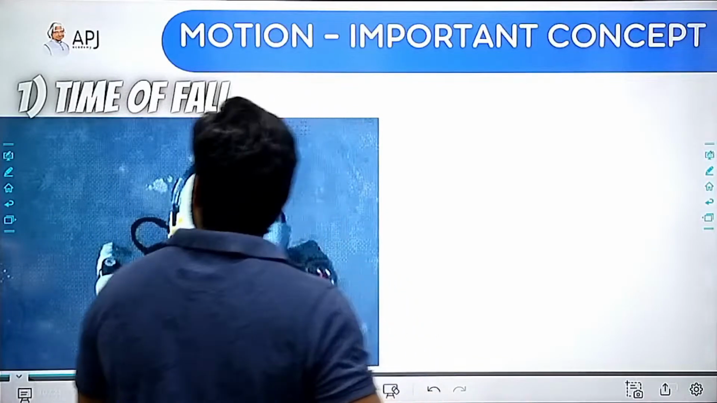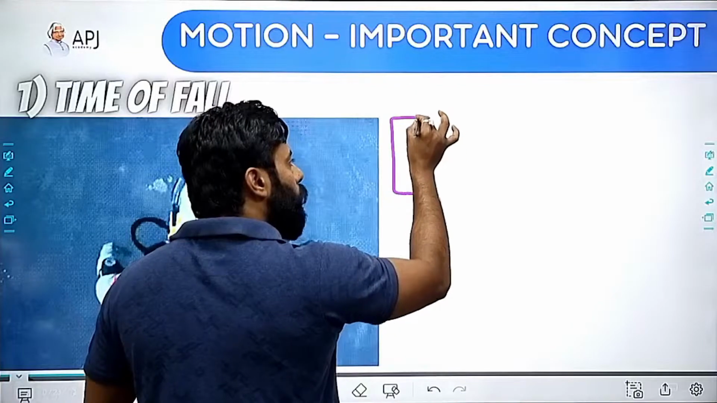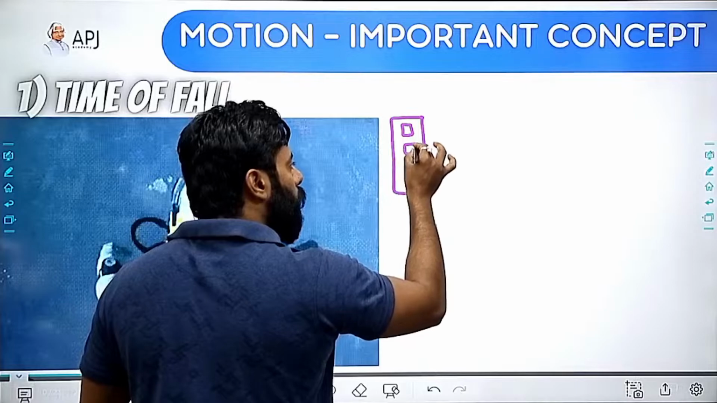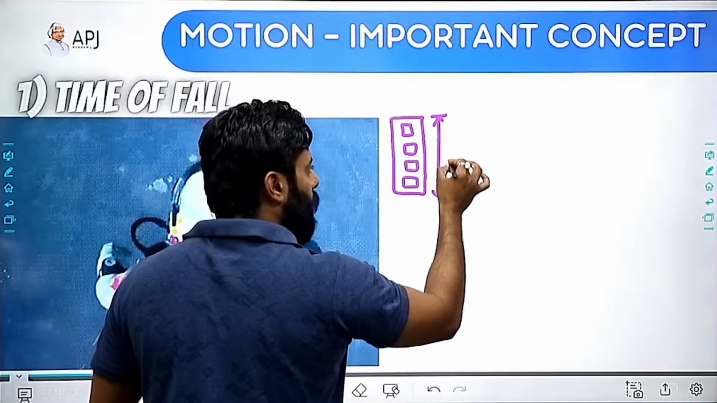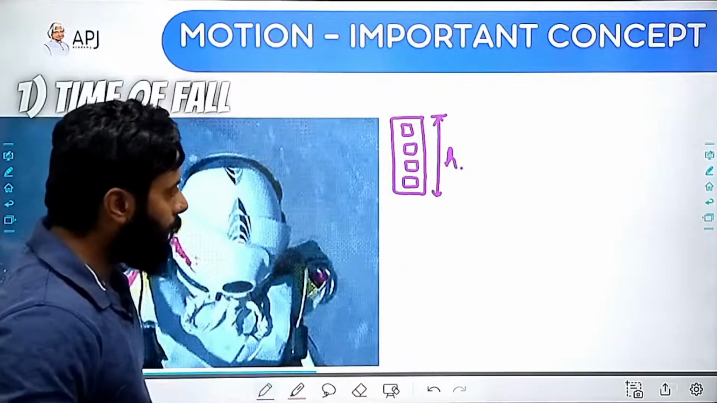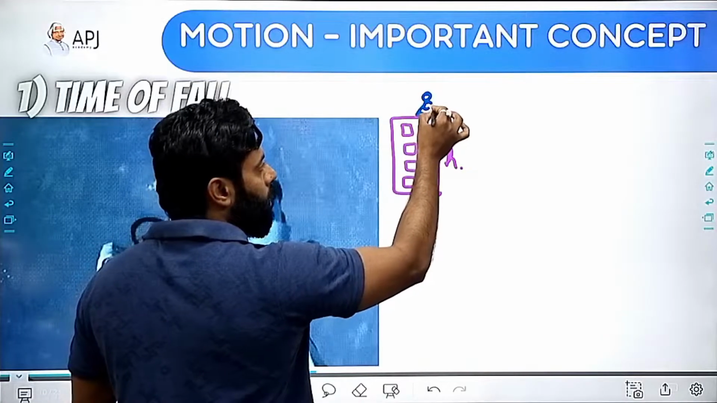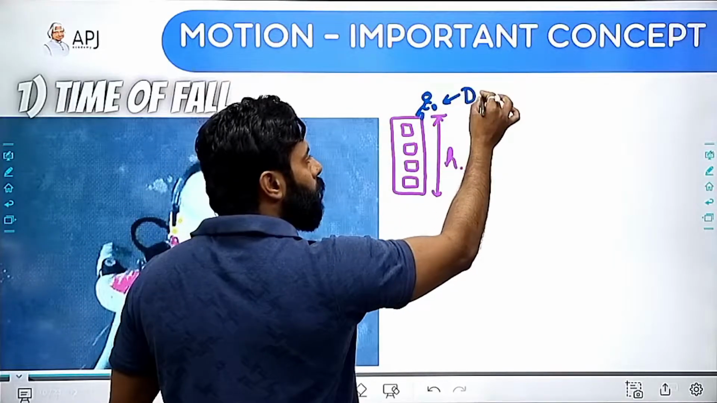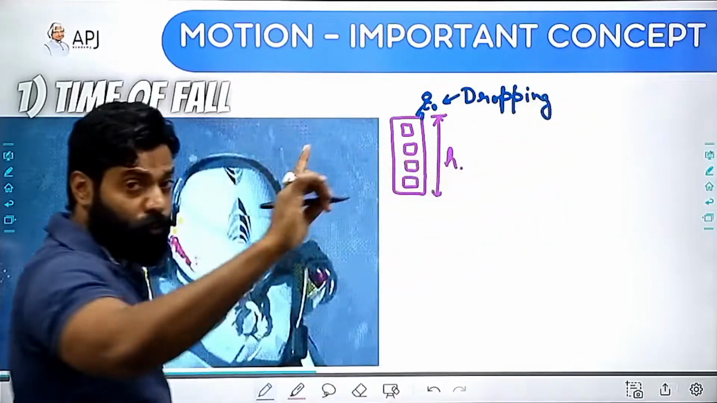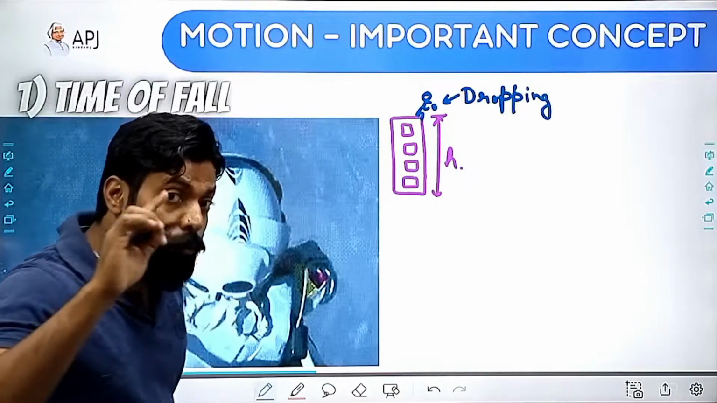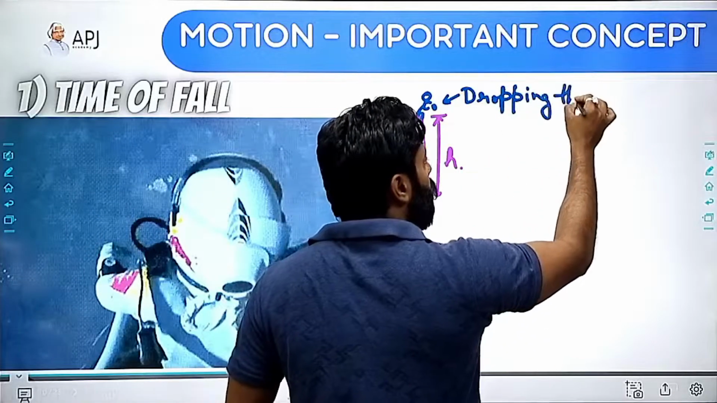Technical issue, no problem. I'm saying that if you are standing on a cliff or at a particular height and you drop a ball from a height h. You are dropping a ball. This is the first funda which I am telling you, right? The first funda is about the time of fall when you are dropping the object.